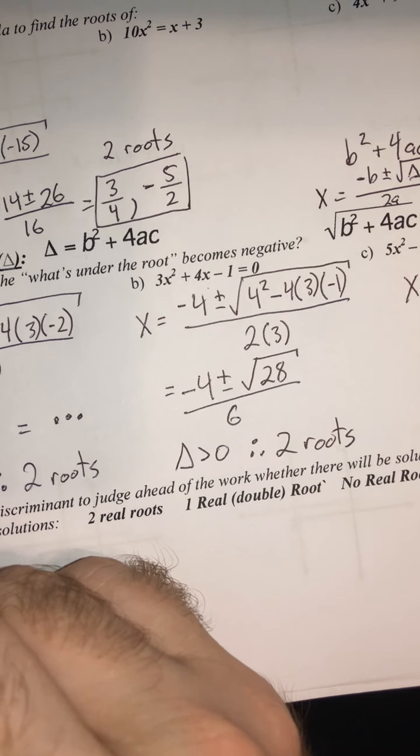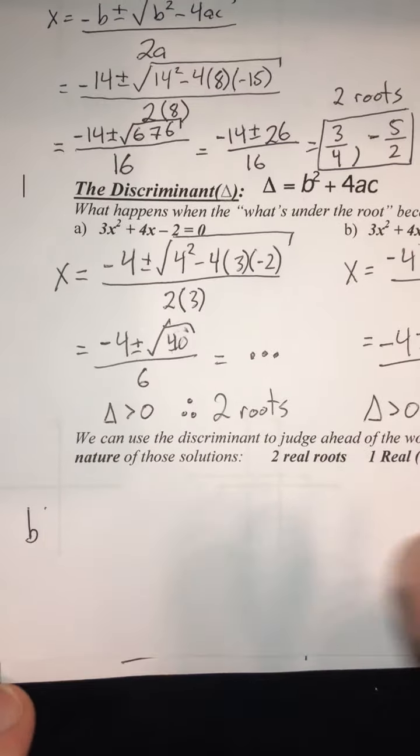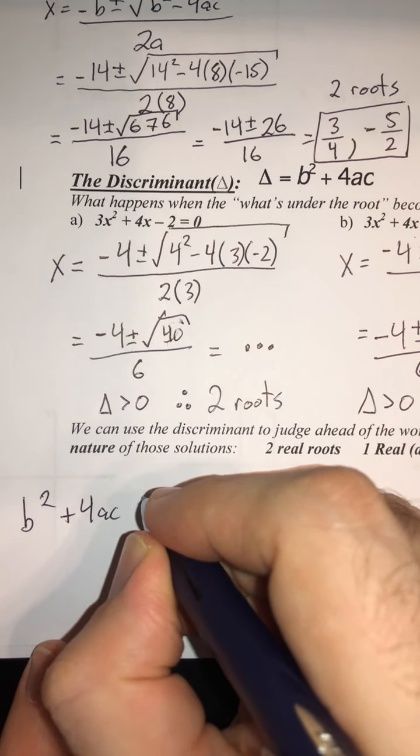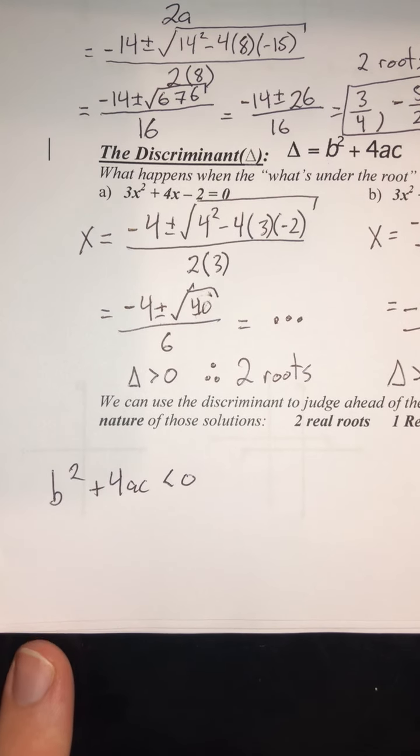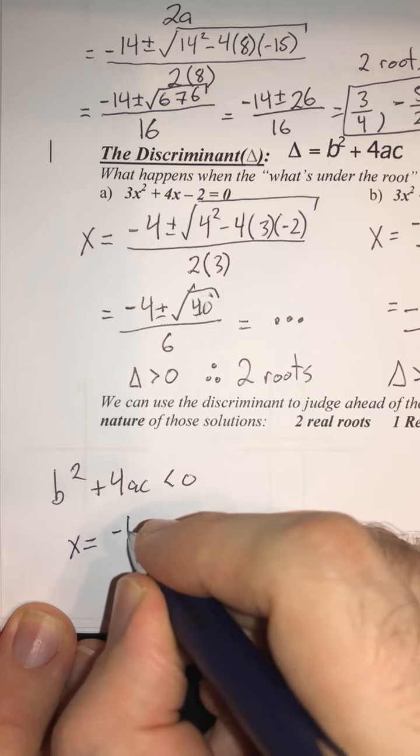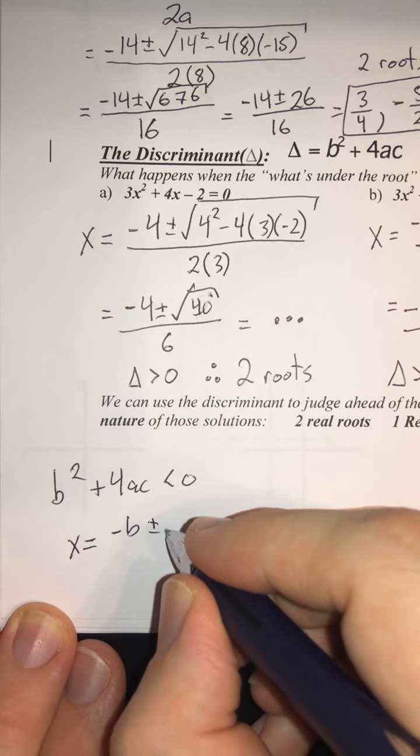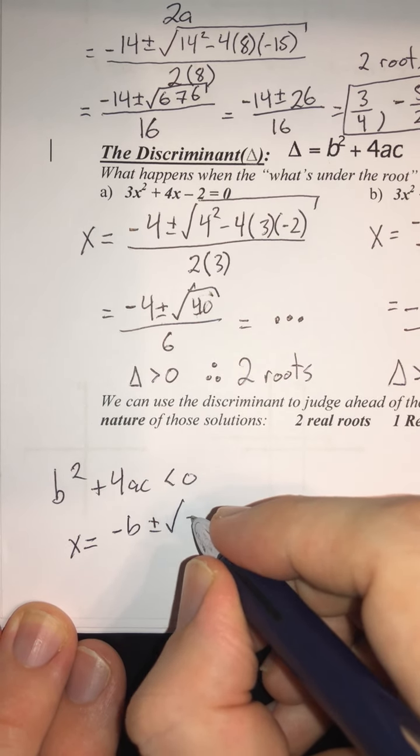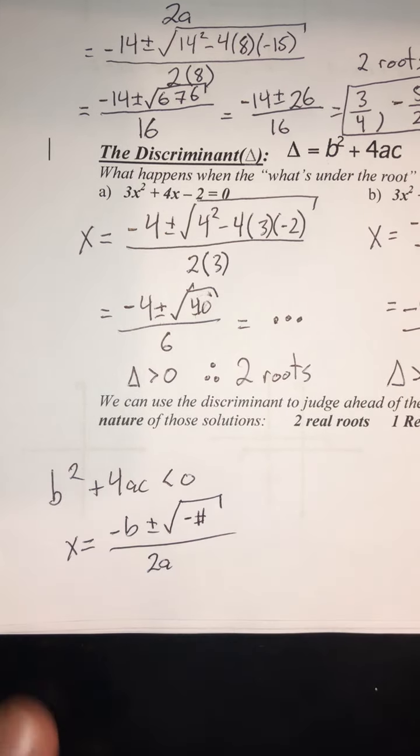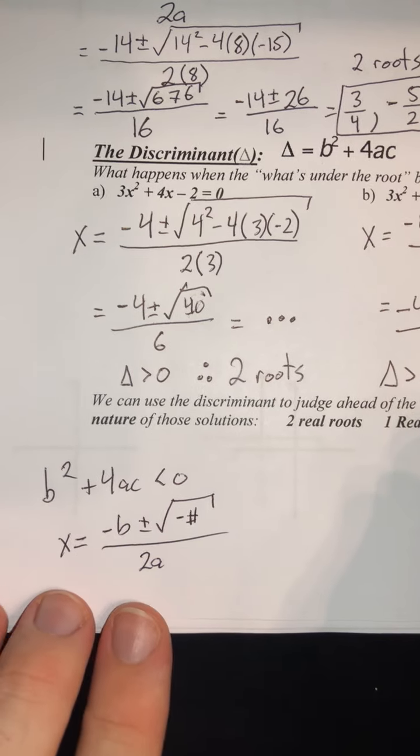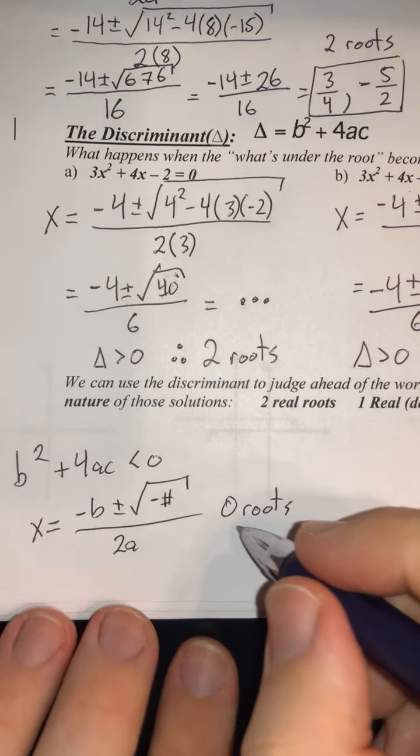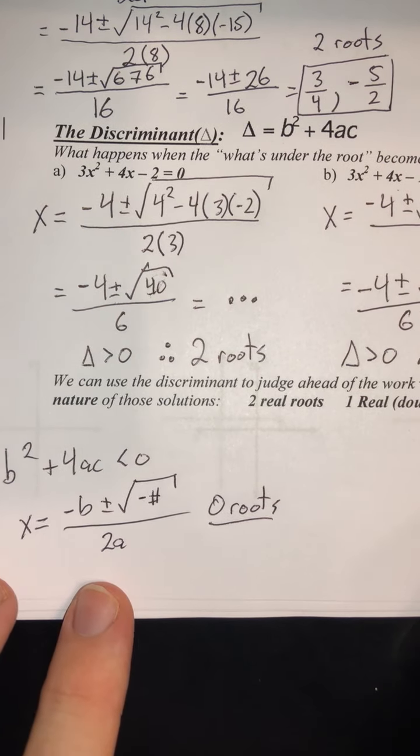Suppose the discriminant here is negative. If I plug it in, we'd have x equals negative b plus or minus the square root of some negative number in the root. This can't work. You can't take the square root of a negative number, so you'd end up with 0 roots. So this is what would happen in these cases.